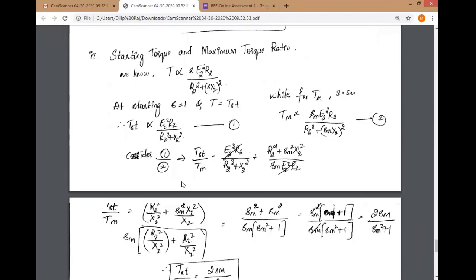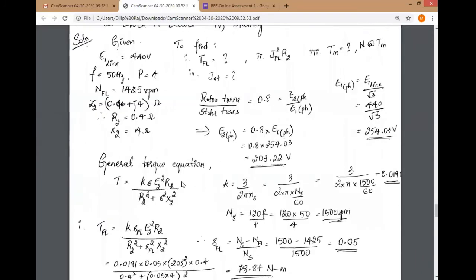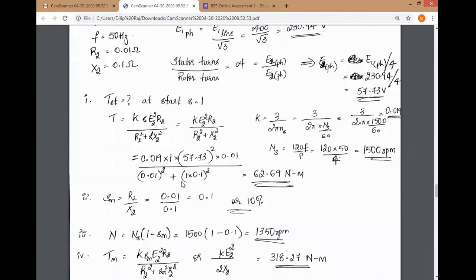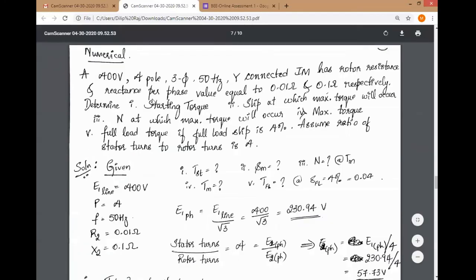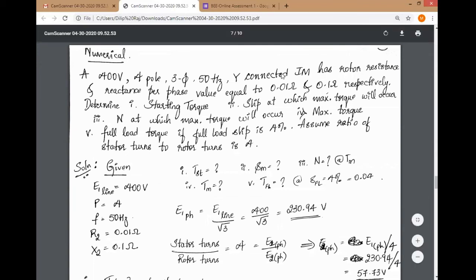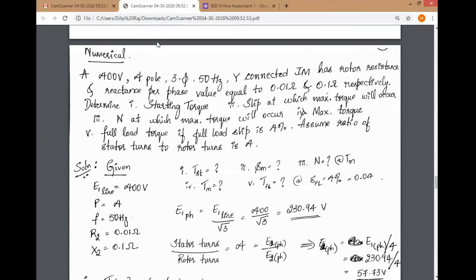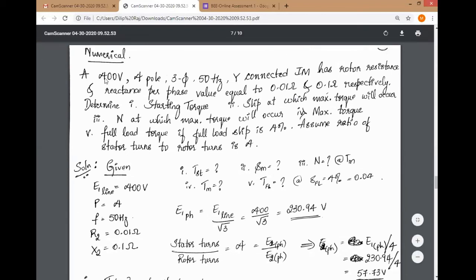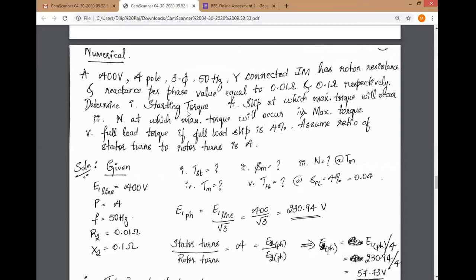Let us also see a few problems with respect to torque in case of three-phase induction motors. The problem is: a 400 volt, 4-pole, three-phase, 50 hertz star connected induction motor has rotor resistance and reactance per phase equal to 0.01 and 0.1 respectively. So 0.01 is the rotor resistance R2, whereas 0.1 is the rotor reactance X2. Frequency is 50 hertz, number of poles P is 4, and the supply line voltage is 400 volts. Given this, he wants us to calculate various parameters.